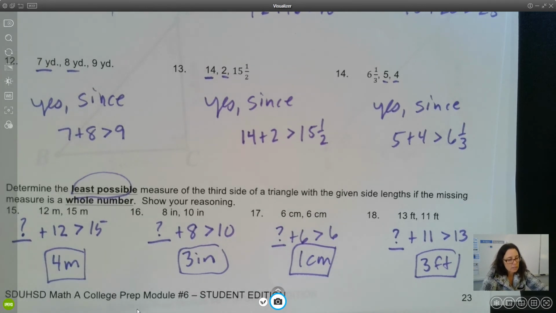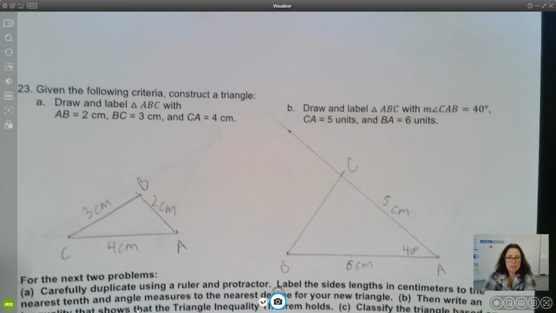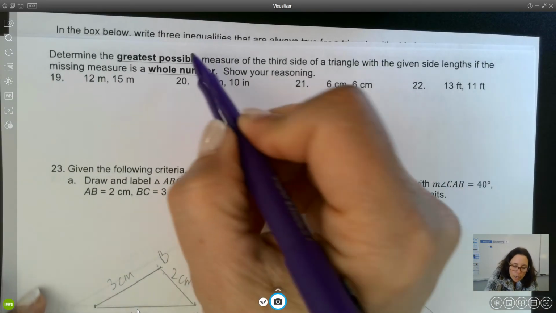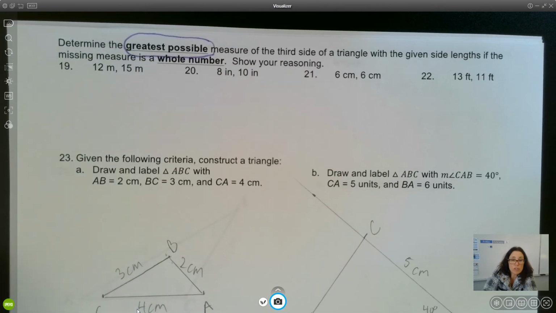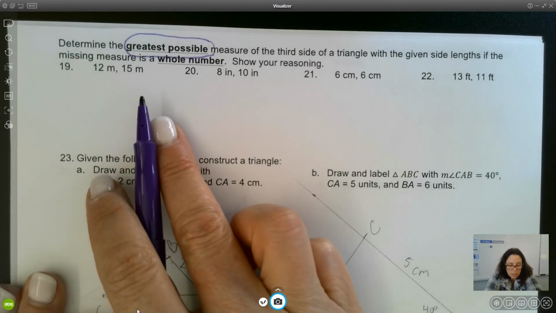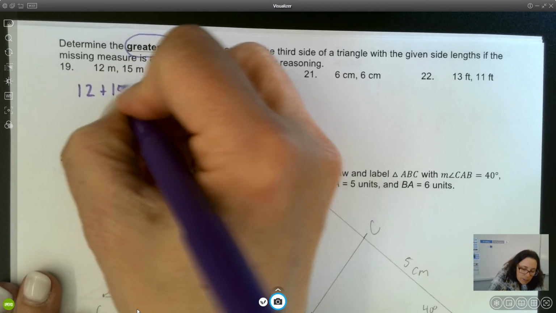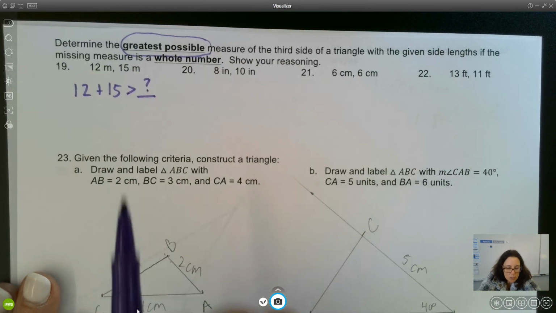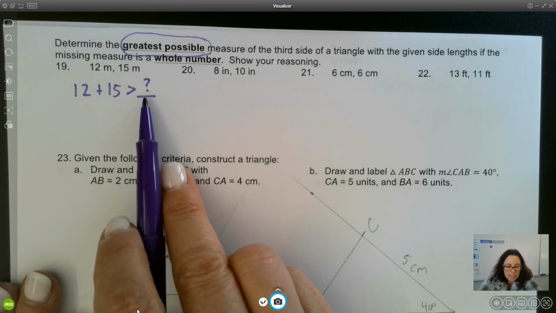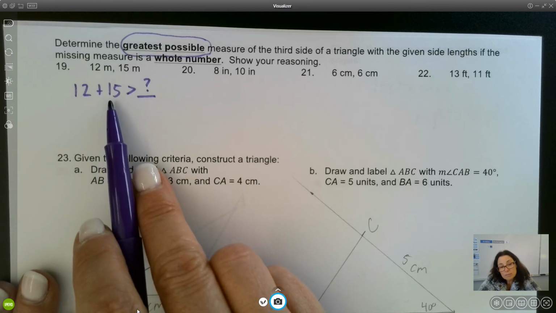We've got to look at the greatest. So on the next page, we're looking for the greatest possible measure of the third side given 2. Okay, so this time we're looking at 12 plus 15 is greater than question mark. We're looking for the greatest. The greatest is always on this side right here. Okay, so if we add these together, that's 27.